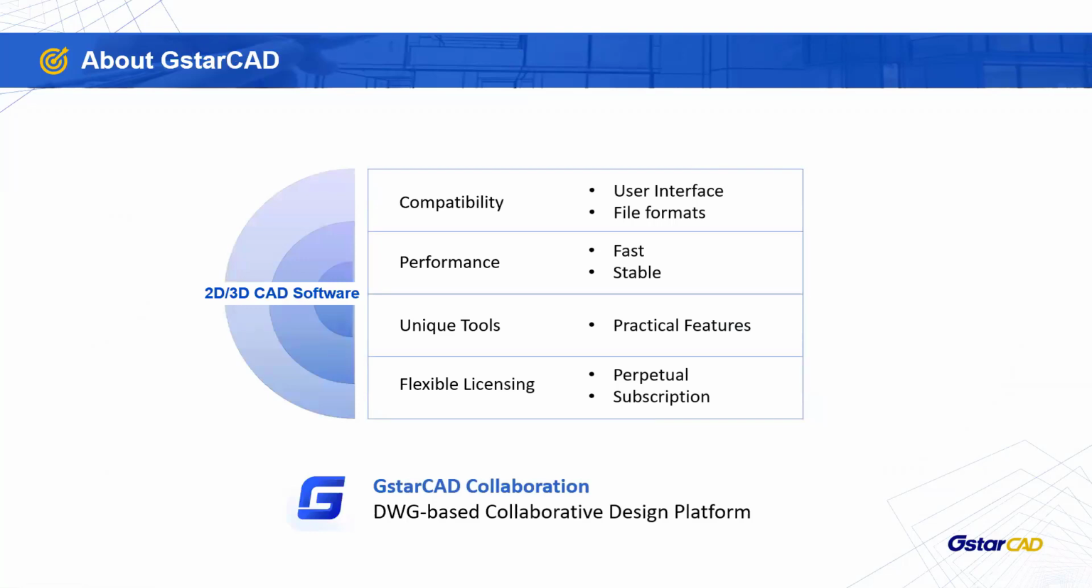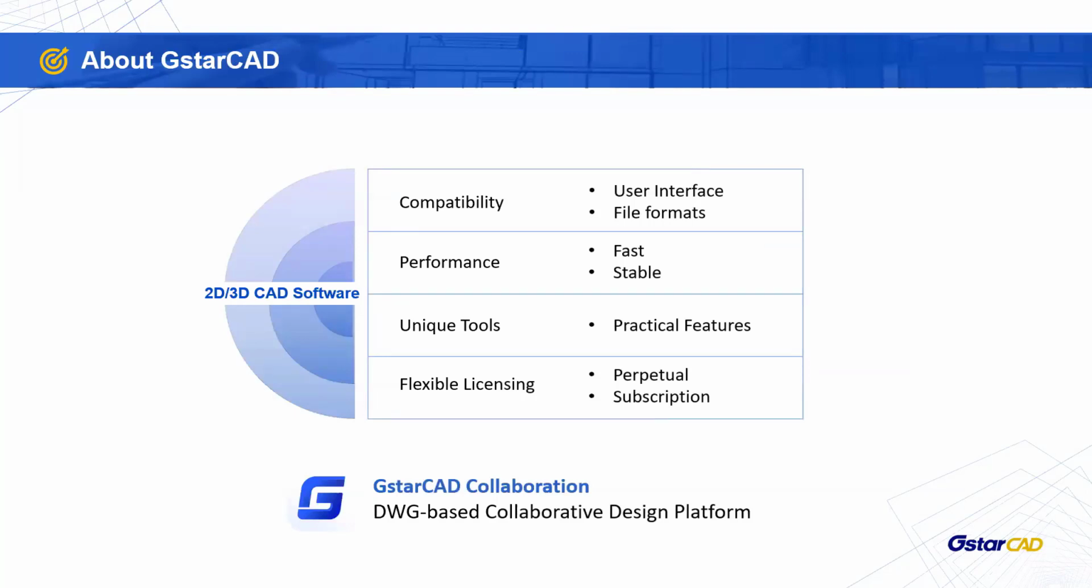Okay, over here, we'll be talking about GstarCAD. So for those who don't know what GstarCAD is, basically GstarCAD is a 2D and 3D CAD software that can help you to draw anything that is 2-dimensional and 3-dimensional. And then what makes GstarCAD so popular in the market is highlighted over here with the 4 points. So the first point is compatibility. If you are used to using some other 2D CAD software other than GstarCAD, when you open up GstarCAD, you'll find that the user interface is pretty much very similar.